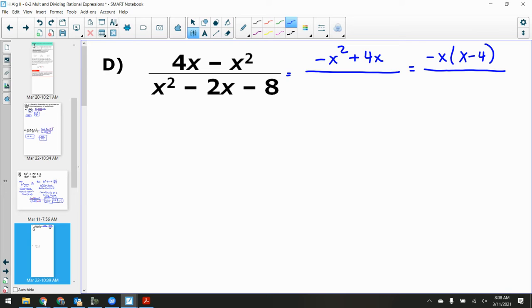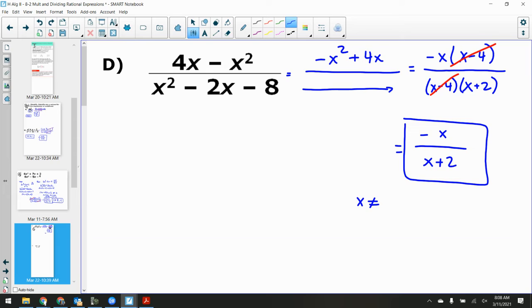And the denominator is very easily factorable because it's an easy type. Factors of negative 8 that get to negative 2. x minus 4, x plus 2. So what cancels? The x minus 4s. Leaving me with a negative x over x plus 2.